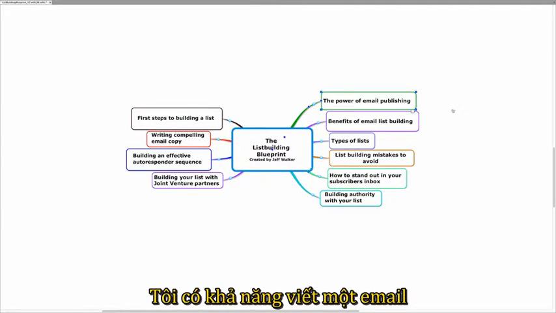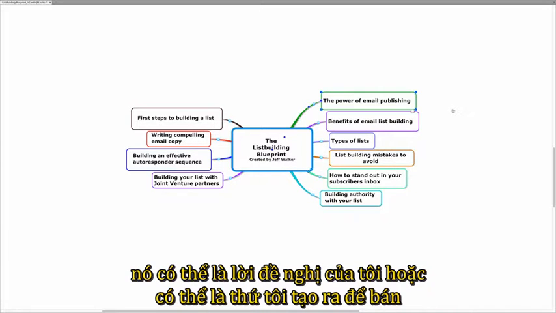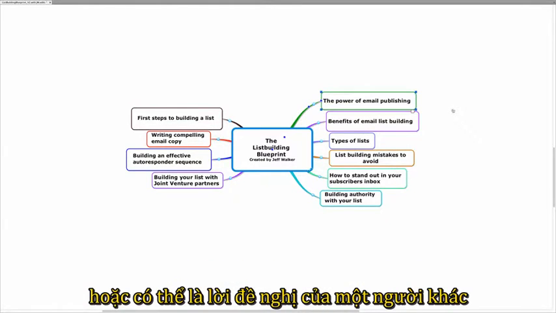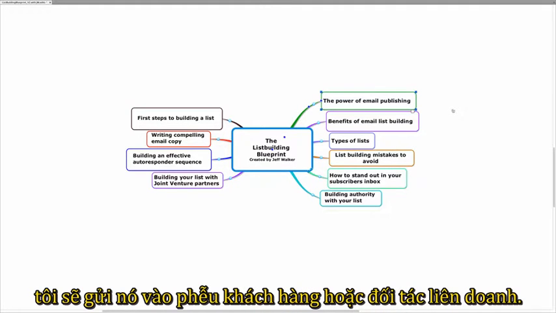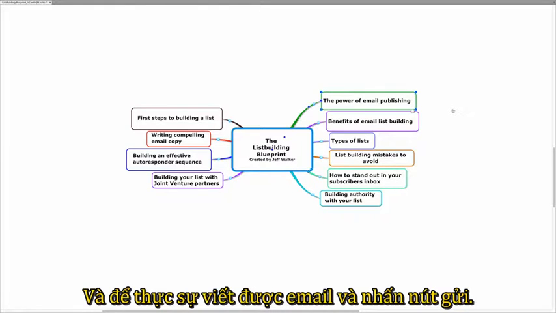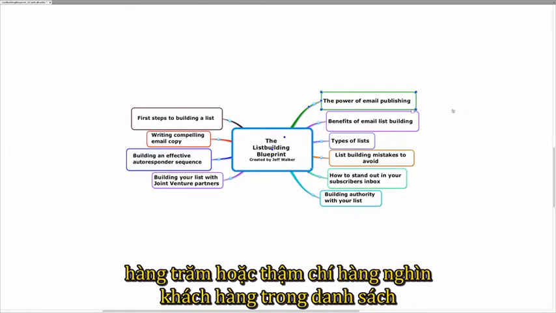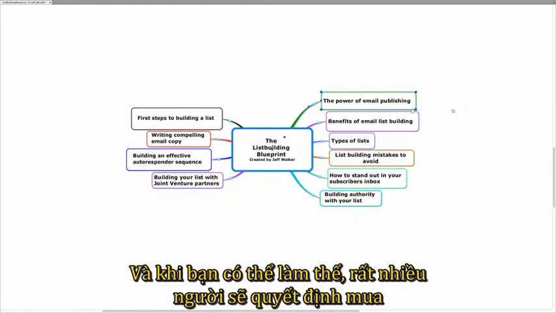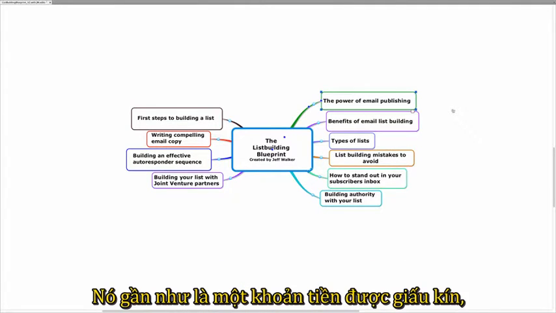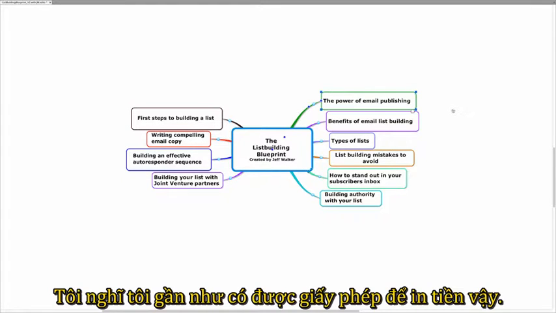I have the ability to write an email that sends people to an offer. It could be an offer of mine, something that I've created for sale, or it could be an offer of someone else's where I'm sending as an affiliate or a joint venture partner. And it's literally write the email, I click send, and within minutes I could be sending hundreds or even thousands of visitors to those offers. And when you can do that, a lot of them will end up buying. So it really is almost like cash on demand. I think of it as almost a license to print money.